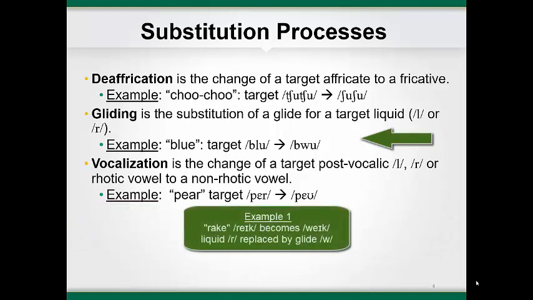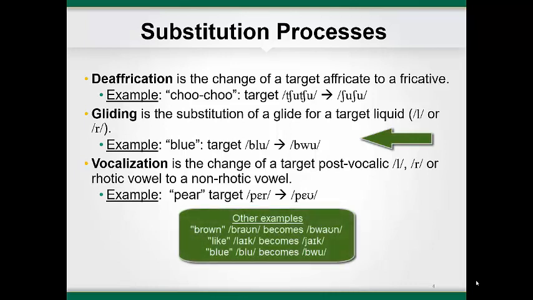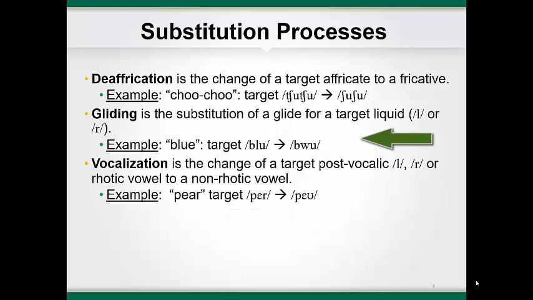So if a child applied the phonological process of gliding to the r phoneme in the word rake, the child would produce the word rake as wake. Other examples of the process of gliding would be the production of brown as bwown, the production of like as yike, and the production of blue as bwue. Gliding typically occurs as a substitution for a liquid consonant in the syllable onset.